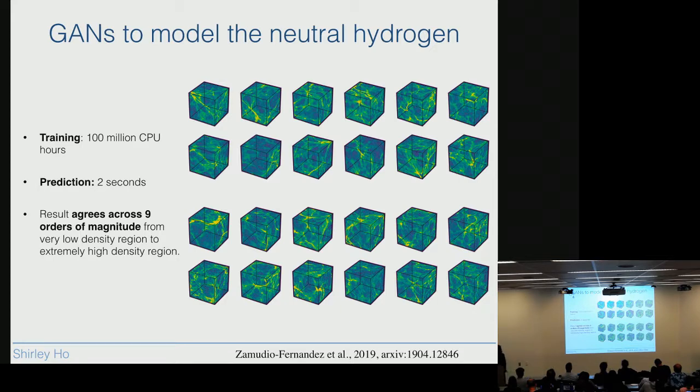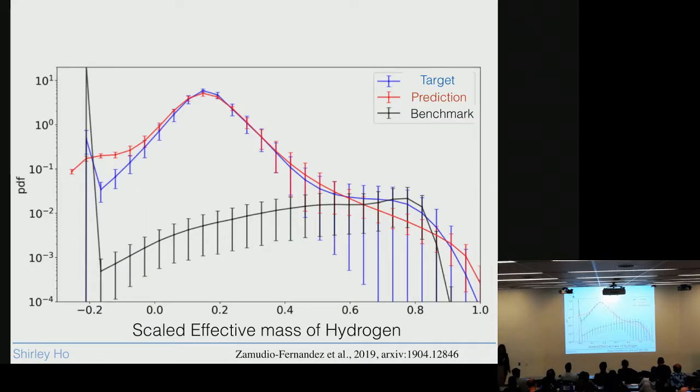There's another plot that's more quantitative. Here's the scaled effective mass of neutral hydrogen as a PDF. And the benchmark here is the HOD model by Francisco Navarro Velasquez, which is a recent HOD model. You can see that the benchmark is so far away from the target and the prediction, while our method works really well for basically galaxy-like neutral hydrogen. So it works well across all the damped Lyman alpha systems and the Lyman alpha forest, sorry, damped Lyman alpha systems.